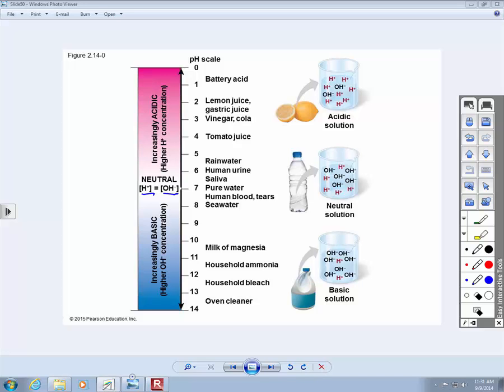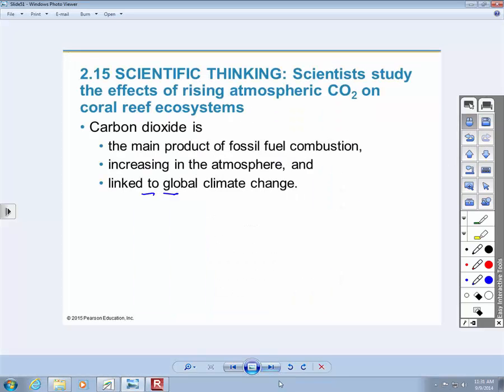All right. So oven cleaner. Oh my gosh. You ever clean an oven? That's some pretty basic material. I don't like to do it. That's why very rarely do I do that.